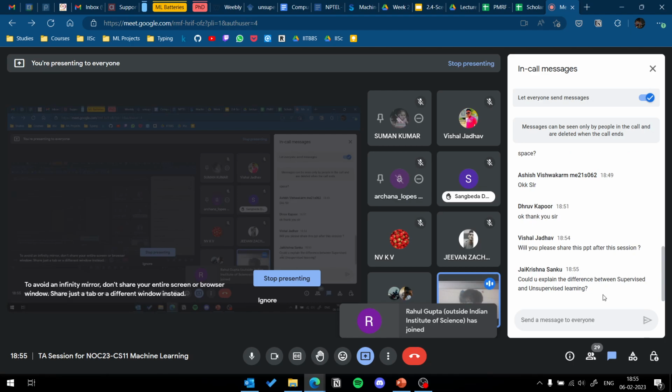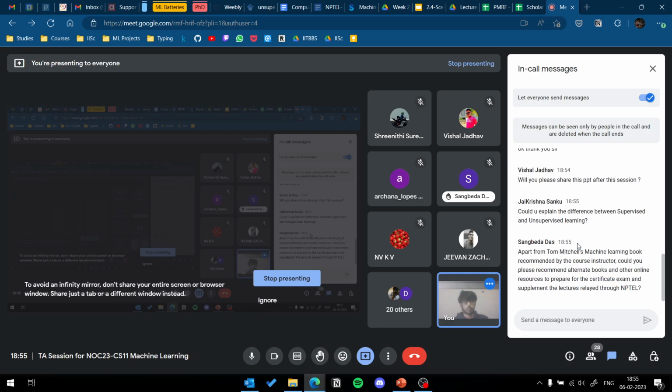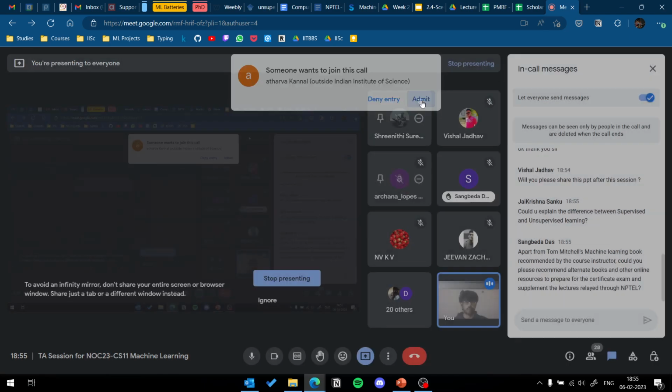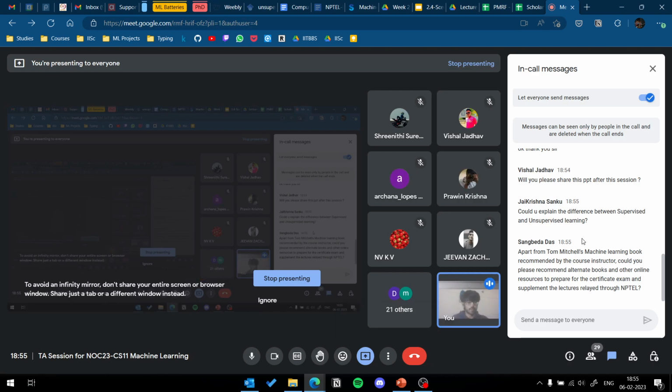Could you explain the difference between supervised and unsupervised learning? Okay, I will do this. What happens in supervised learning is that, again I'm going back to predicting housing prices. I have some features, area and number of bedrooms and whatever, and I have this list of features, and I also have something that I want to predict. I want to predict the price, right? So I have a target variable which I want to predict.